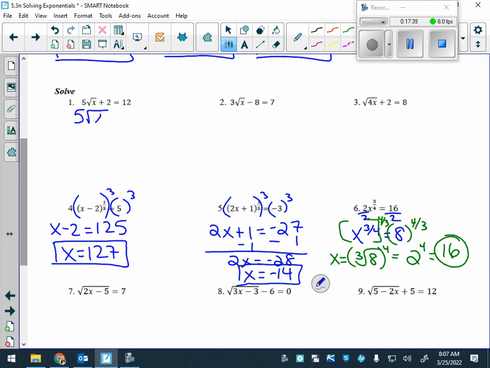Subtract 2. Then what do we have to do? Camilla? Excellent. Then what do we do? So what does x equal? 4. Good. All right. Good.